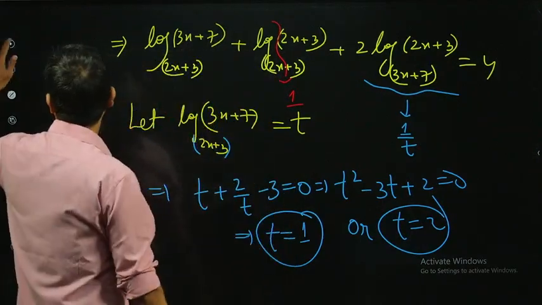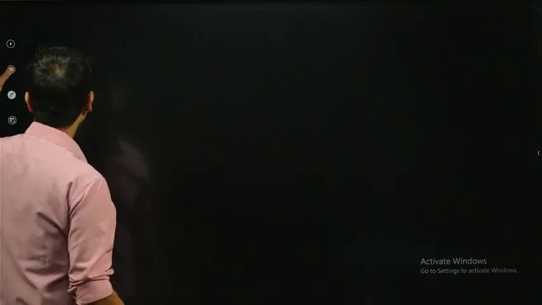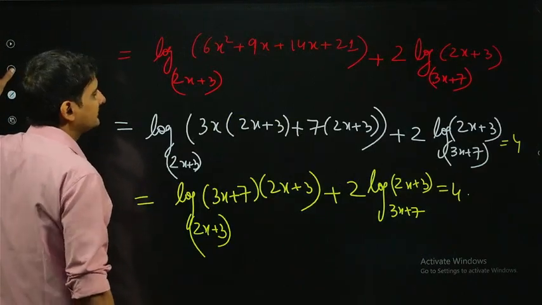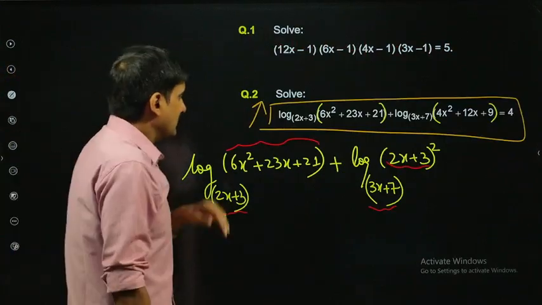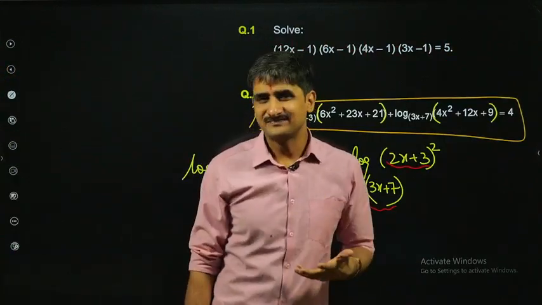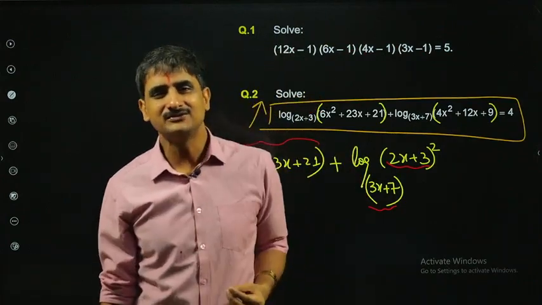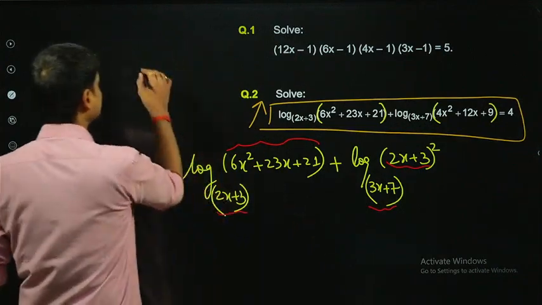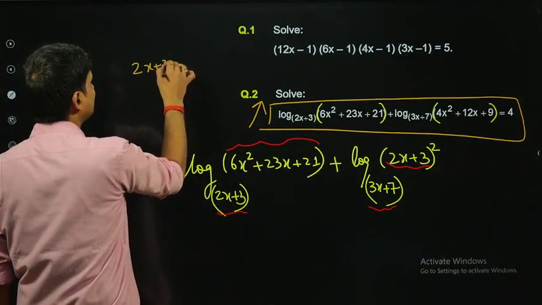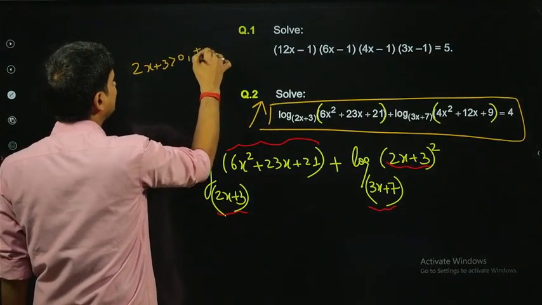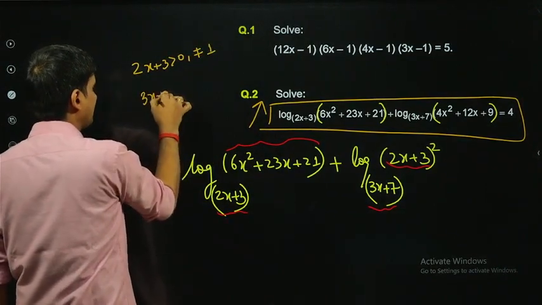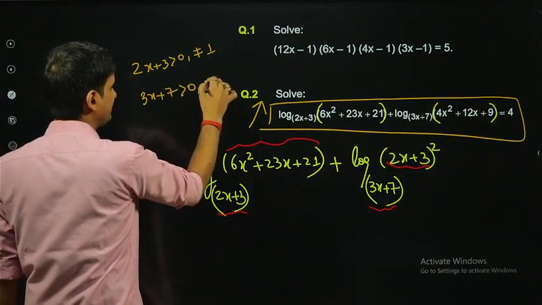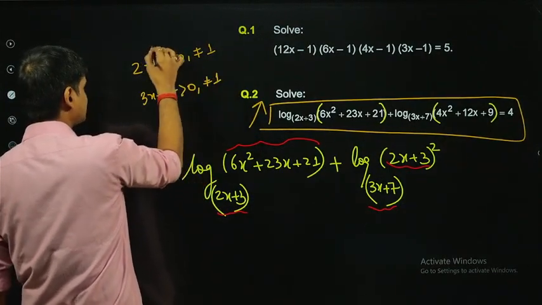Okay, now see, one thing which I missed, I shouldn't have, but then okay, I missed it, so I'm sharing it now. Since you have log terms here, log has a constraint over its input and also its base. So that constraint we have to take care of. So 2x + 3 should be greater than 0, can't be equal to 1. 3x + 7 can't be equal to 1.